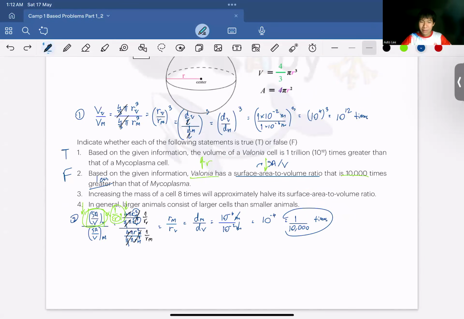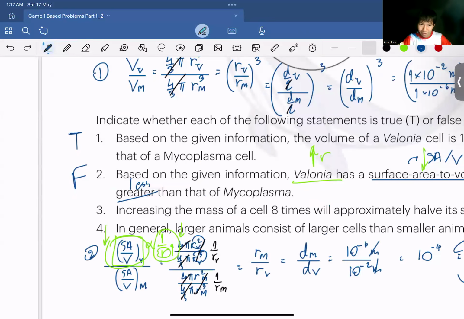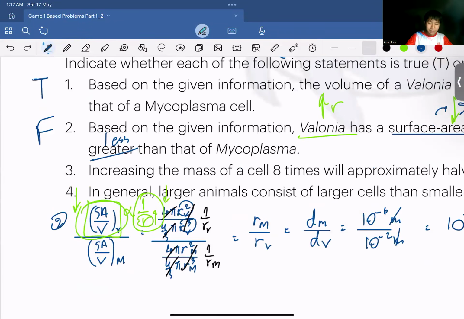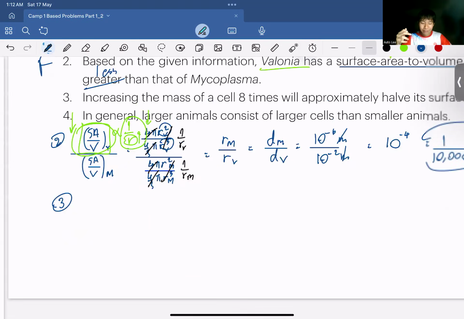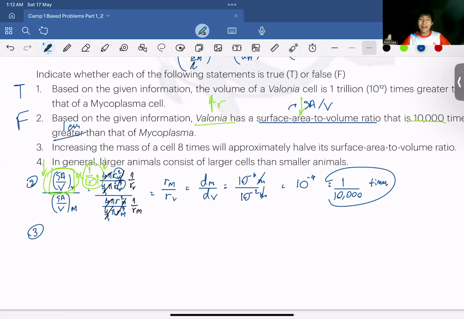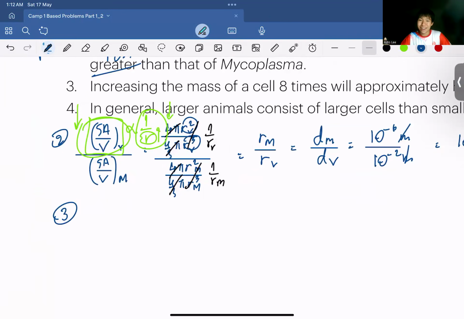Let's go to number three. Now, number three is a bit trickier to explain. For number three, it says here that if we increase the mass of the cell by 8 times, it will approximately halve its surface area to volume ratio. It basically means that it's gonna lower the surface area to volume ratio by a half. Now, how do we even start?